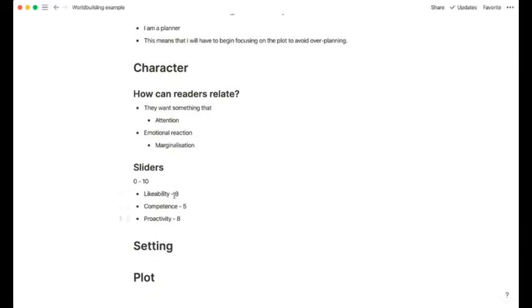And so you've got to change these over the course of your story, and so we'll have this down again here in the plot.